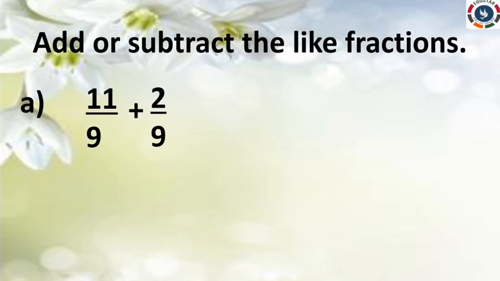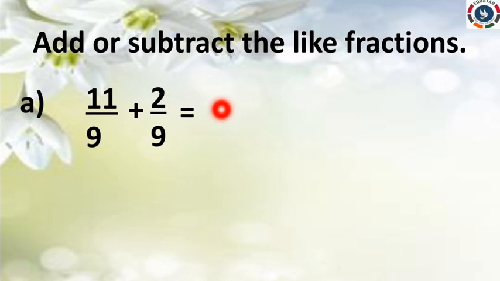Now, can you tell what type of fraction it is? It is a like fraction. How can we tell it is a like fraction? Because both fractions have the same denominator. So it is a like fraction. If the given fractions are like fractions, you have to add only the numerators.